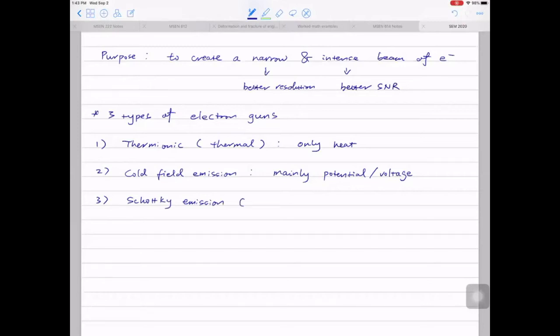It's a combination of heat and electric field. In the second case and in the third case, because we use field to generate electrons, those are called FEG. In SEMs, when you use the instrument, people will tell you whether it's an FEG or not. FEG stands for field emission gun. So I'll just write down the full name.